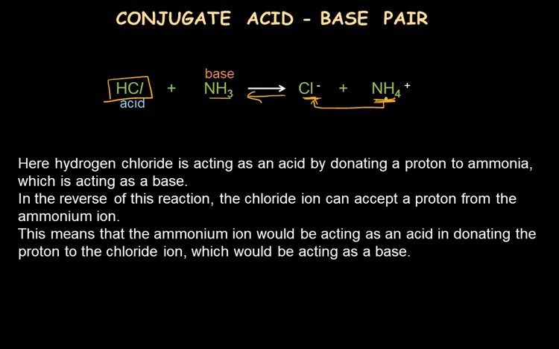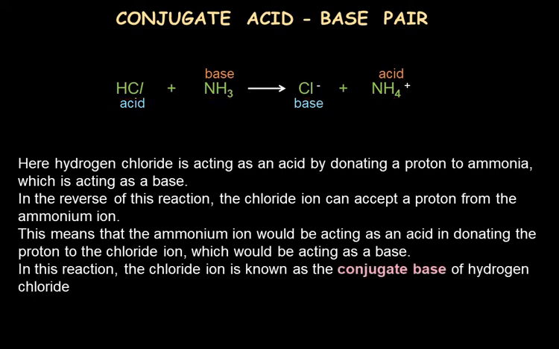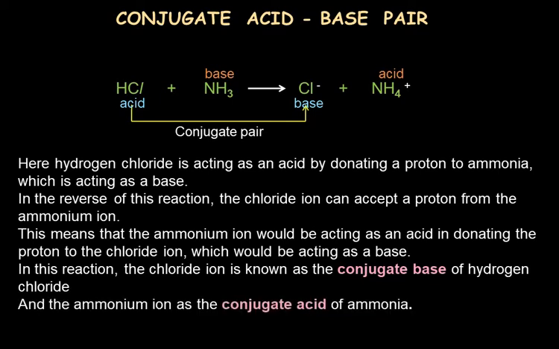So in the reverse reaction we can say that ammonium ion is acting as an acid and chloride ion is acting as a base because it has accepted hydrogen ion from the ammonium ion. So in this reaction, chloride ion is known as the conjugate base of hydrogen chloride acid. So hydrogen chloride acid and chloride ion are a conjugate acid-base pair. And if we think about the other part, then ammonium ion is the conjugate acid of ammonia, and so ammonia and ammonium ion are a conjugate acid-base pair.